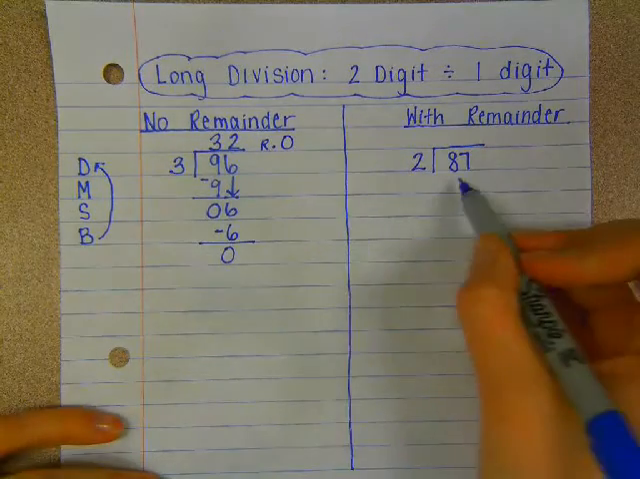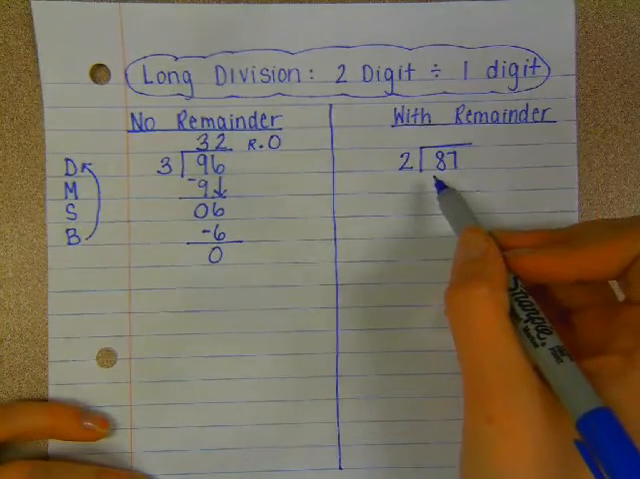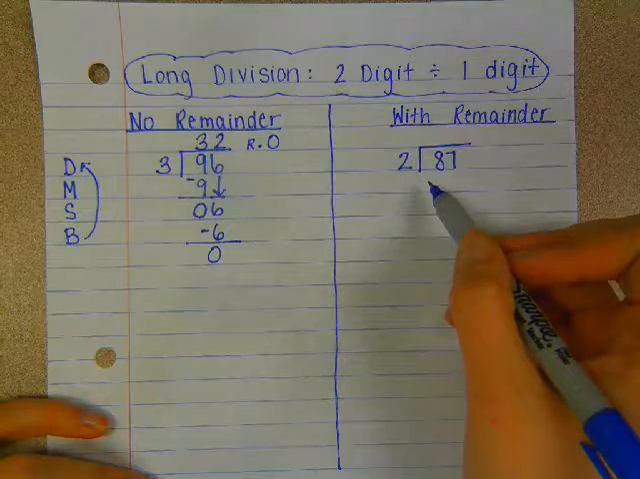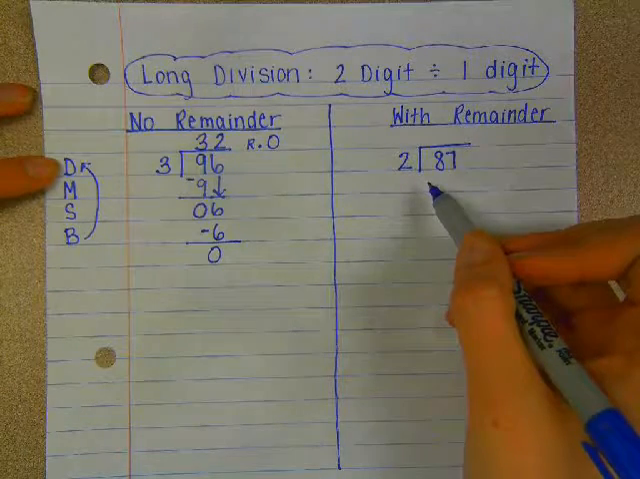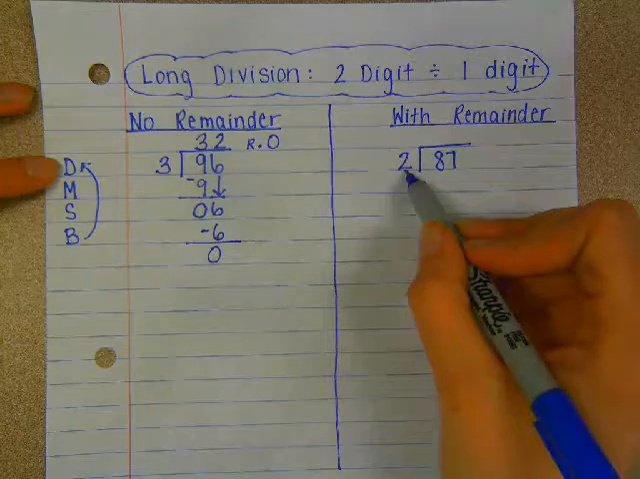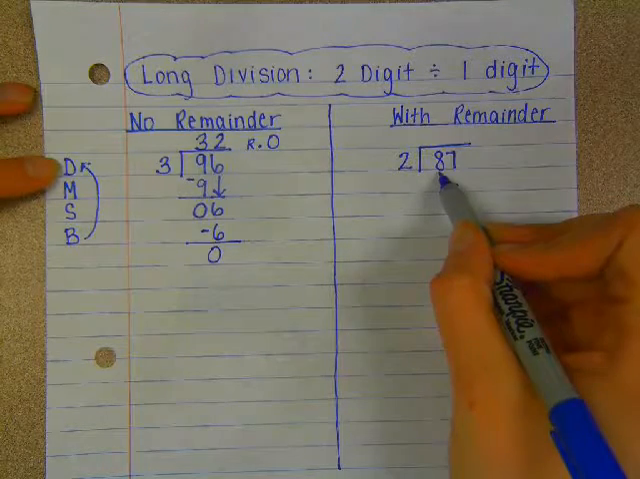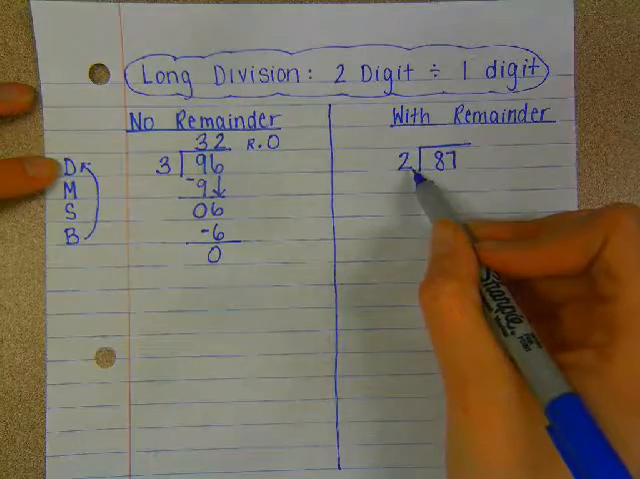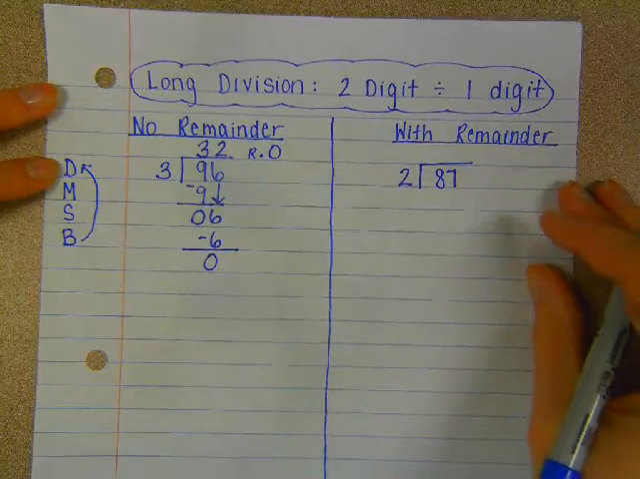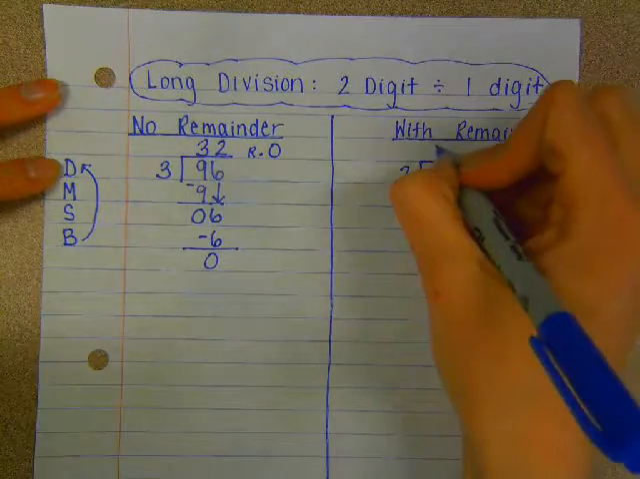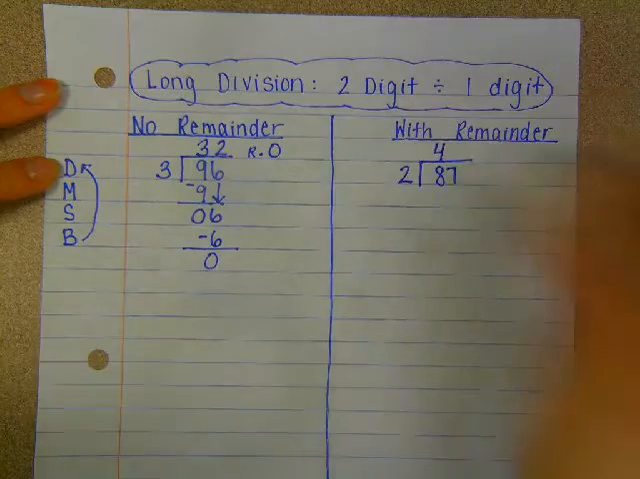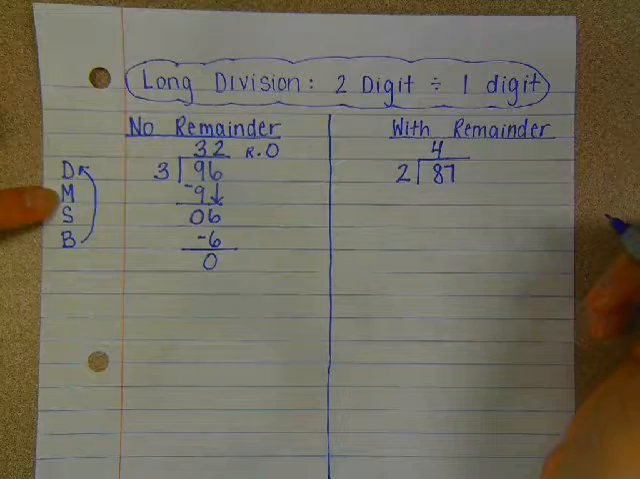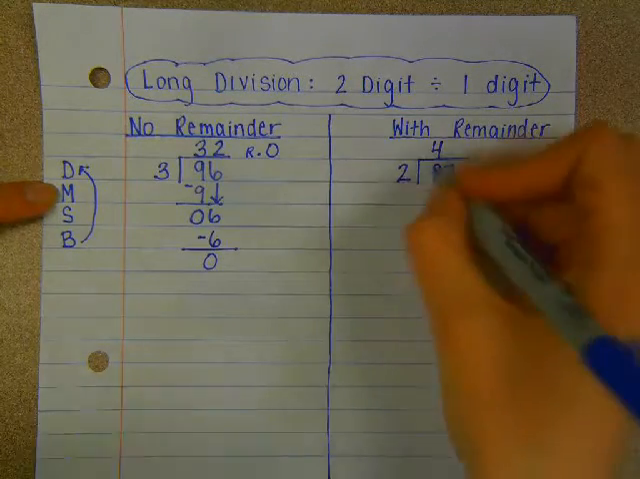Now when I move over to this problem here, I repeat the same steps. The only difference here is that there will be a remainder at the end. So if I go to my first step, divide, I'm going to ask myself, how many times can 2 go into 8? Or another way to ask it is, what is 8 divided by 2? I know that 2 can go into 8 4 times. So I'm going to write a 4 above the 8.